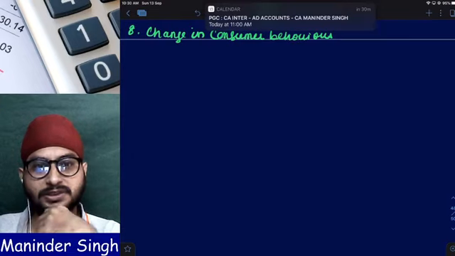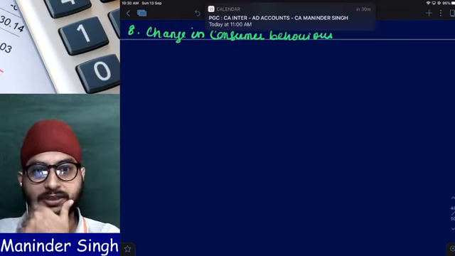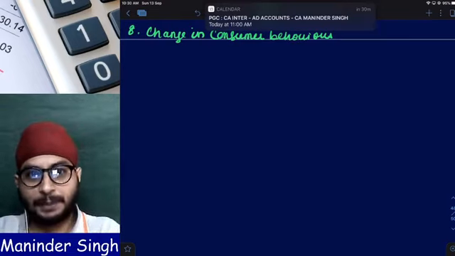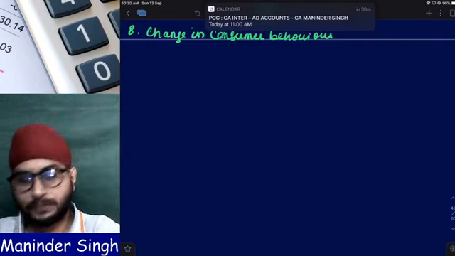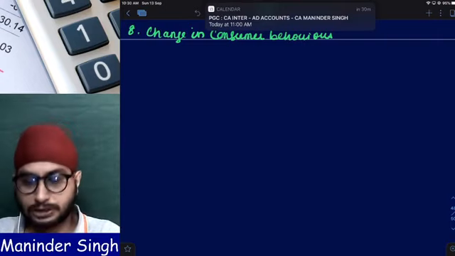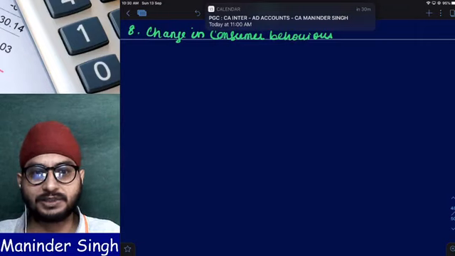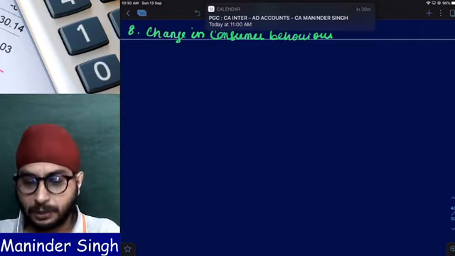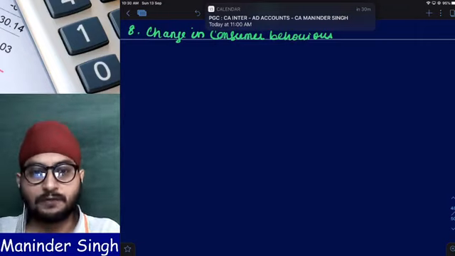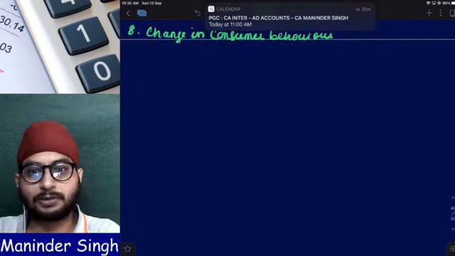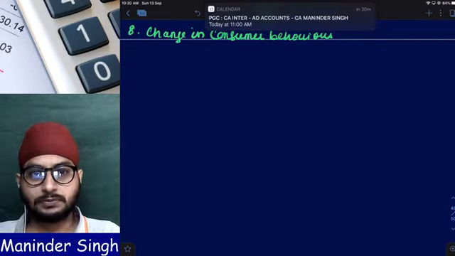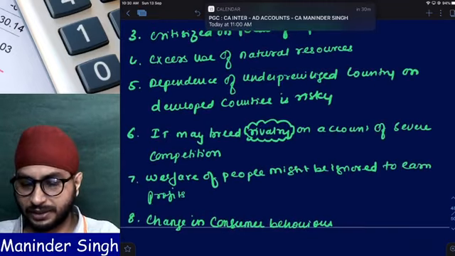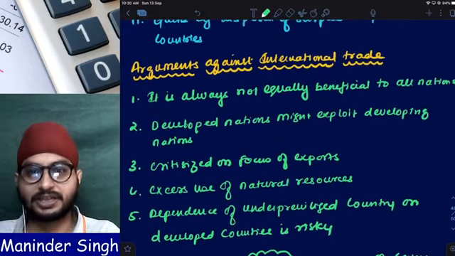Were burgers, pizzas and all there 30, 40 years back in India? No. So what happens when international trade happens? Consumer behavior changes. When consumer behavior and consumption pattern change, lifestyle also changes, which might have a bad impact on human life. Correct or not? Clear? So these are the things which are against international trade.